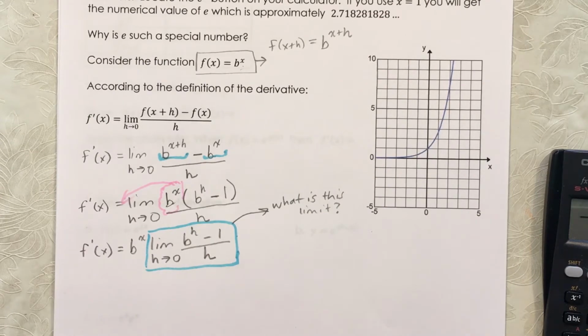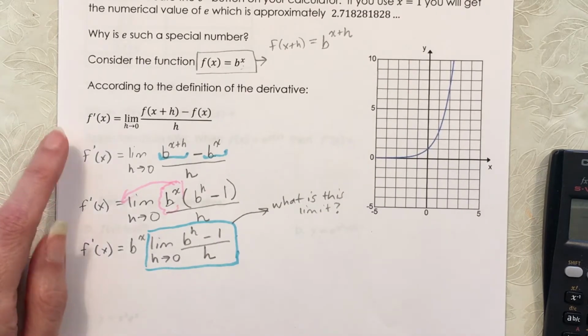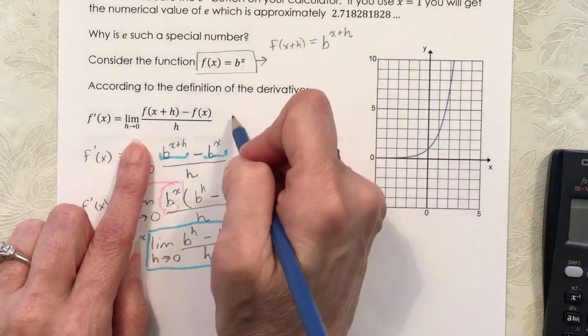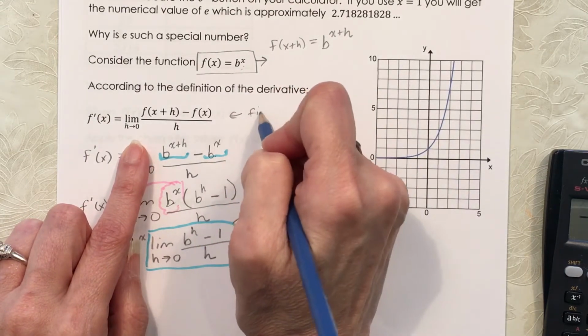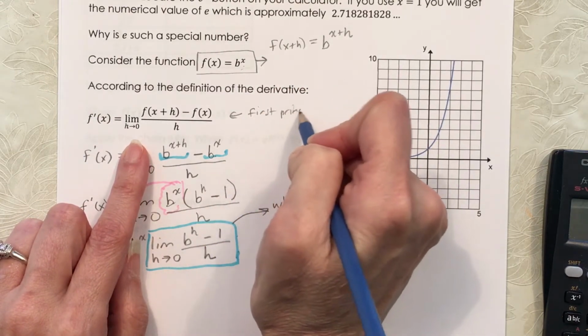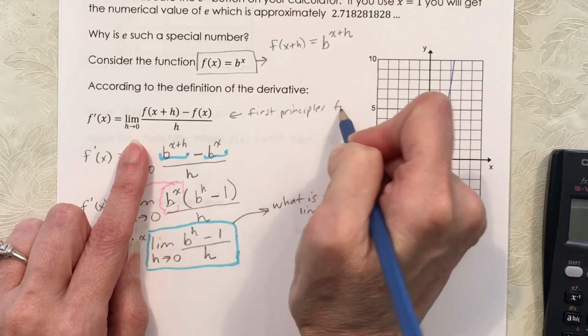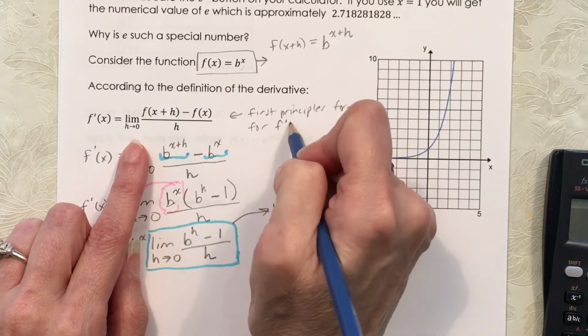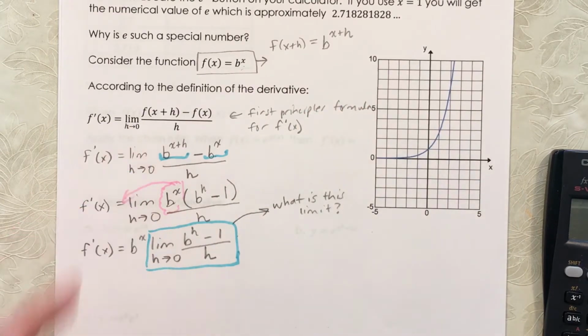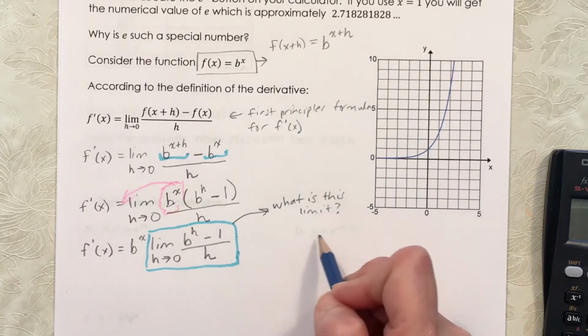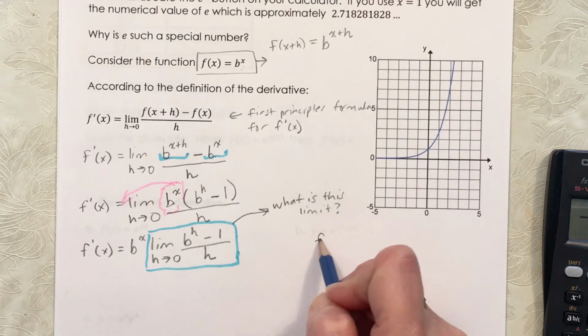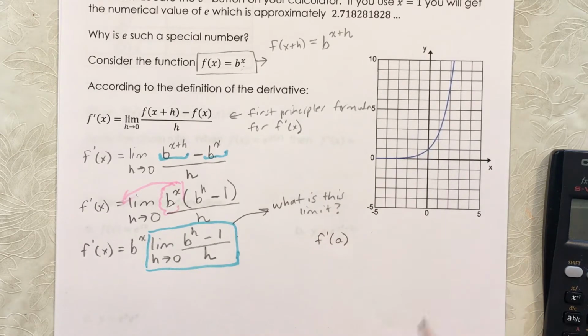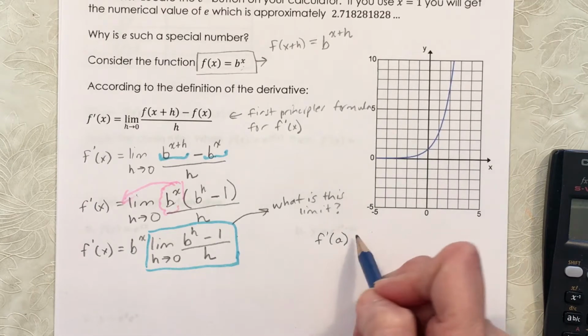Okay, so if we remember, we have our formula for f prime at x, this is our first principles formula for f prime at x, which is the derivative at any specific point. But we also had a first principles formula to find the slope of the tangent at a specific point. So if you remember, that formula was f prime at a, where a was the x value of that specific point that we wanted the slope of the tangent at.